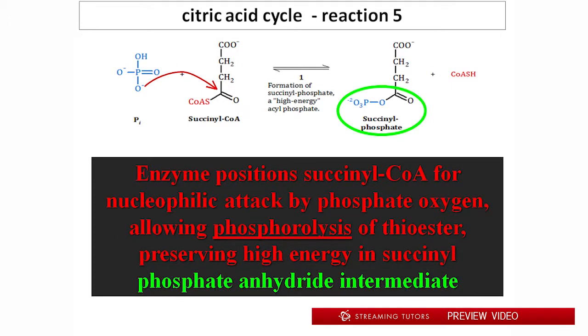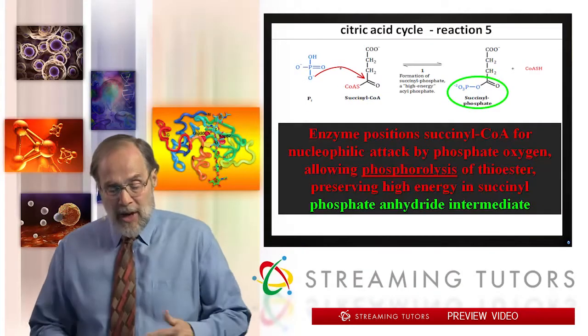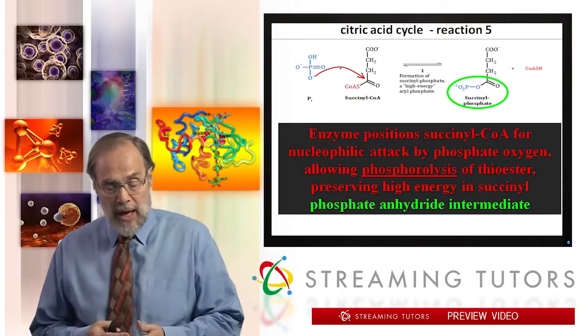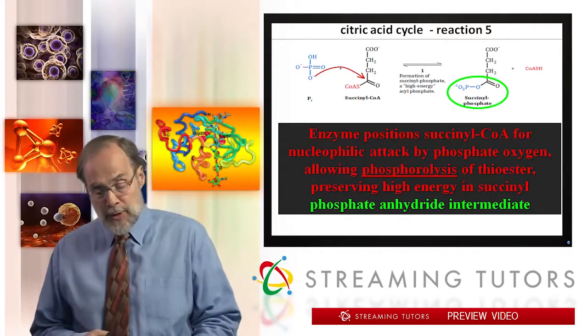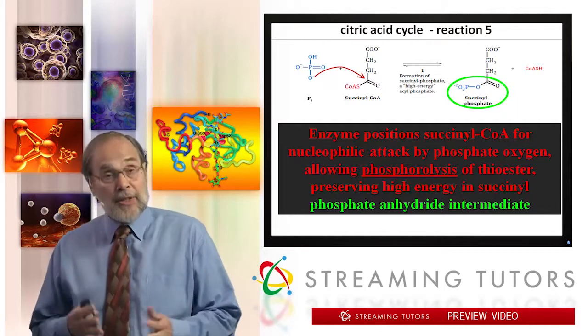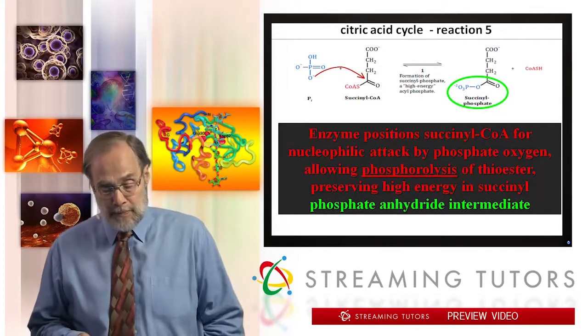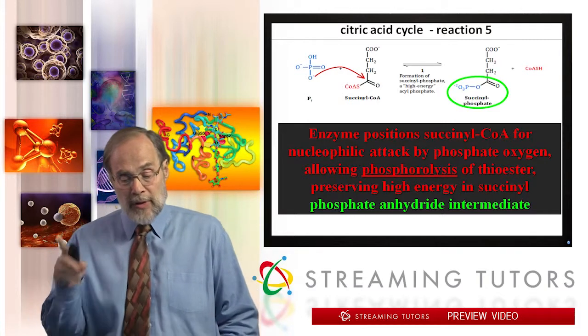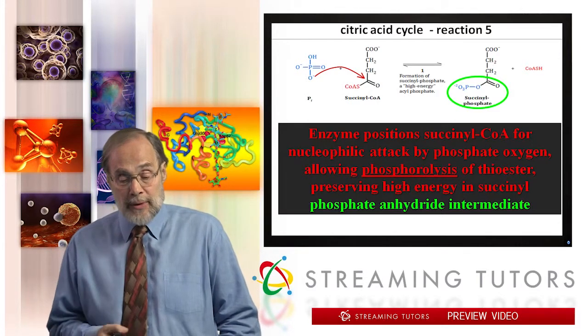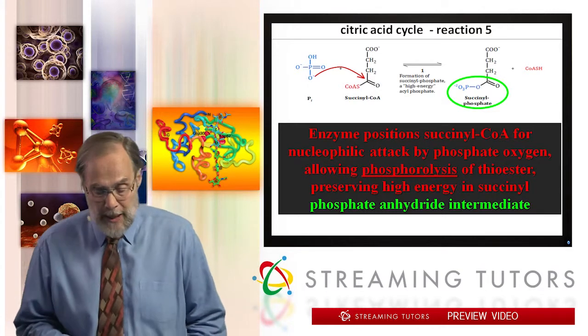Notice that the first thing that happens is the enzyme positions succinyl-CoA and a free inorganic orthophosphate in a proper position for nucleophilic attack by one of the phosphate oxygens on the carbonyl carbon, or the carboxylate carbon, of succinyl-CoA. This allows phosphorolysis of the succinyl-CoA and produces the succinyl phosphate product, still bound to the enzyme, shown right here. We don't normally call succinyl phosphate part of the Krebs cycle because it's an enzyme-bound transition state, if you will, or a reaction intermediate.